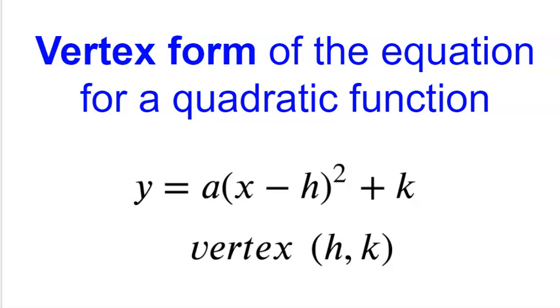If a is greater than 1, the parabola will be steeper or skinnier looking than your parent function. And if a is between 0 and 1, your graph will be less steep or fatter looking than your parent function. A also will determine if your parabola is opening up or opening down. If a is positive, the parabola will open up, and if a is negative, the parabola will open down.